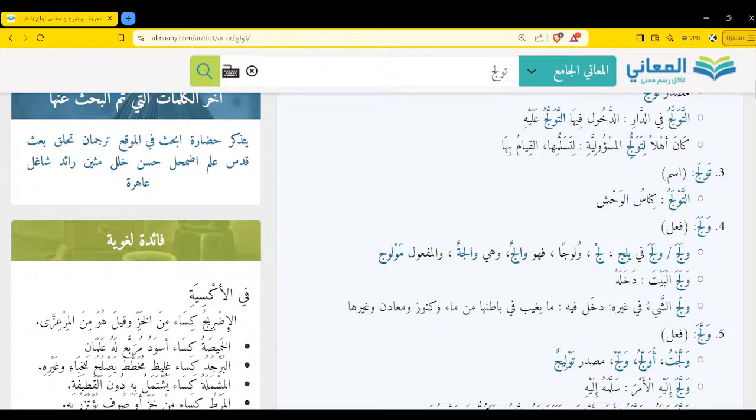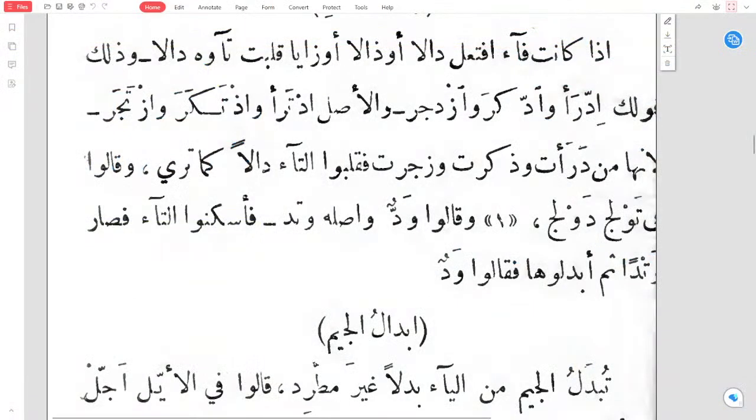So, وقالوا في تولج, you can also say دولج. So that's an example where the ta is changed to a dal. وقالوا ود وأصله وتد. وتد means a peg, and he's saying that you could also say ودٌ rather than وتد. He says فأسكنوا التاء, they made the ta a sakin, and you say وتدٌ فصار وتدا, ثم أبدلوها فقالوا ود. Then they changed that ta into a dal, and they merged the two dals together, and you will pronounce them ود. So this is another example where the ta is changed into a dal.